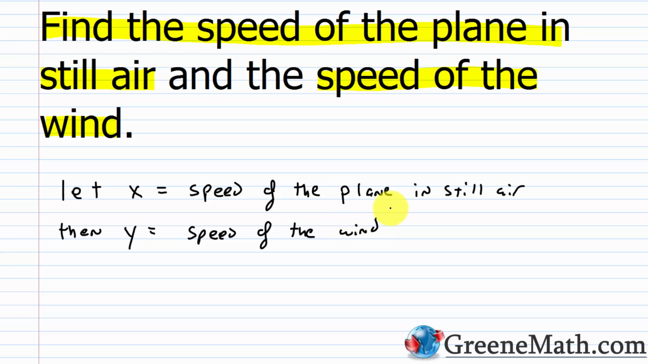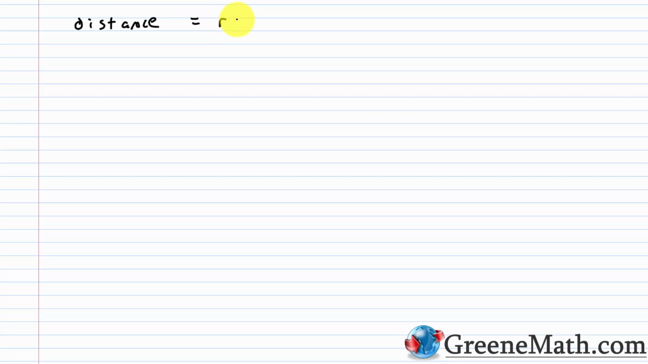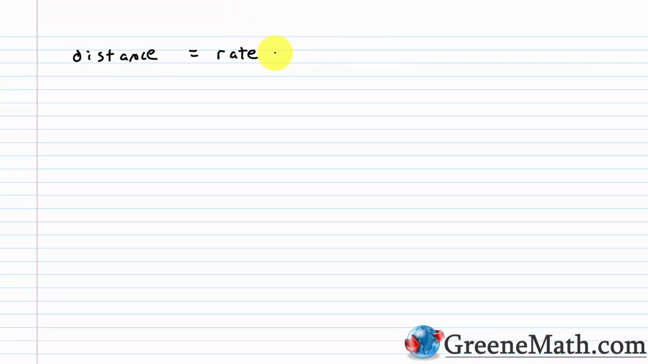Now, again, for this type of problem, because it involves motion, we're going to be using our distance formula. You should remember this from when we were solving word problems with linear equations of one variable. The distance formula looks like this: distance is equal to the rate of speed multiplied by the amount of time traveled.